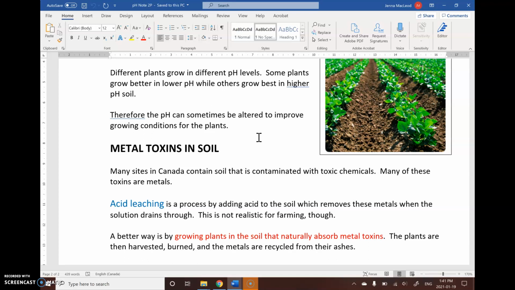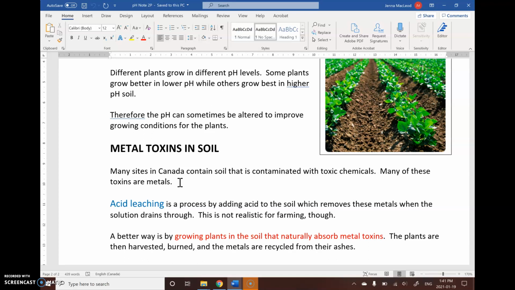Now, there are metal toxins in some types of soils. Many sites in Canada contain soil that is contaminated with toxic chemicals, and many of these toxins are metals. So what we do to fix that, if we have some contaminated soil, is use acid leaching, which is the process of adding acid to the soil. What it does is remove the metals. It breaks them up, it corrodes them, and then the solution drains through.